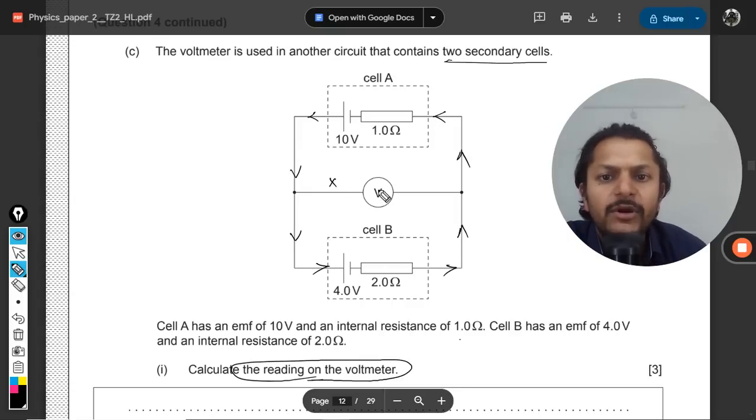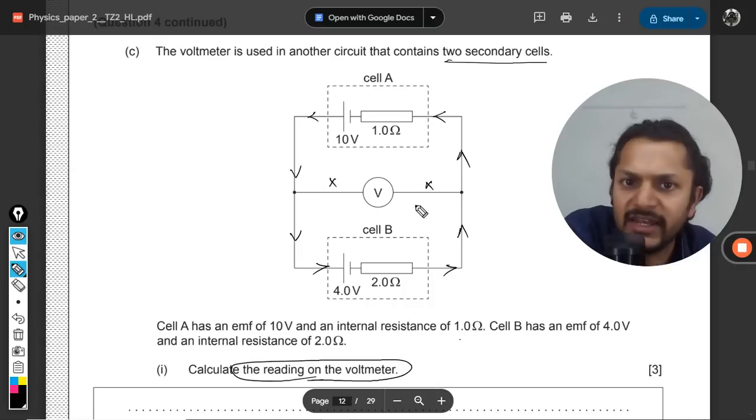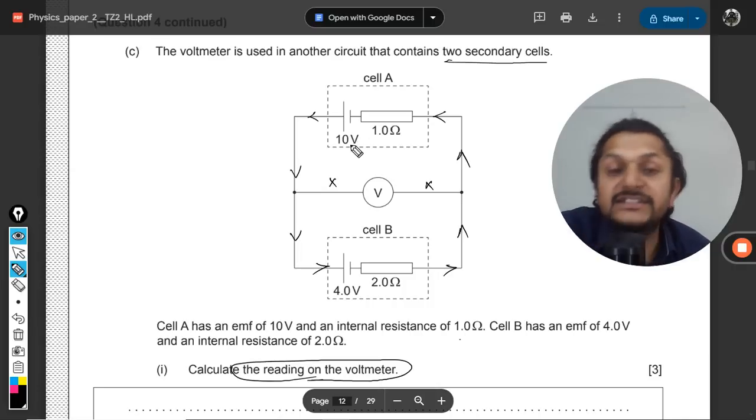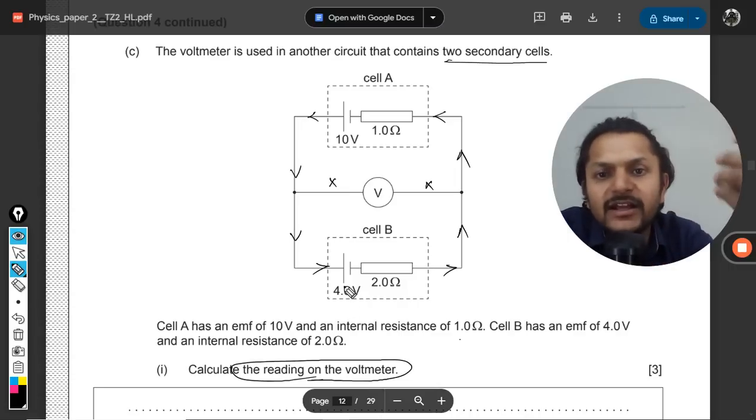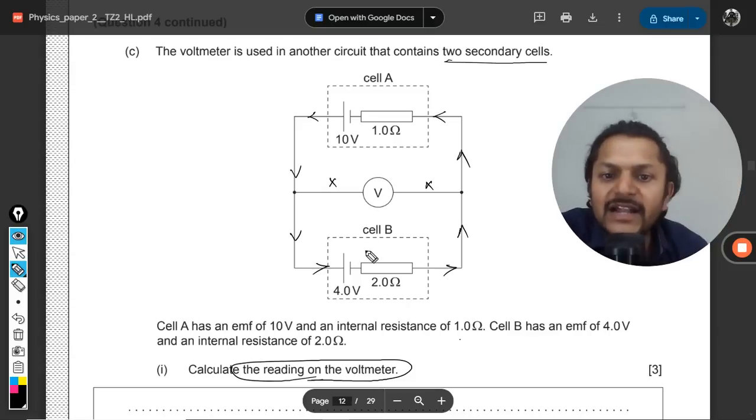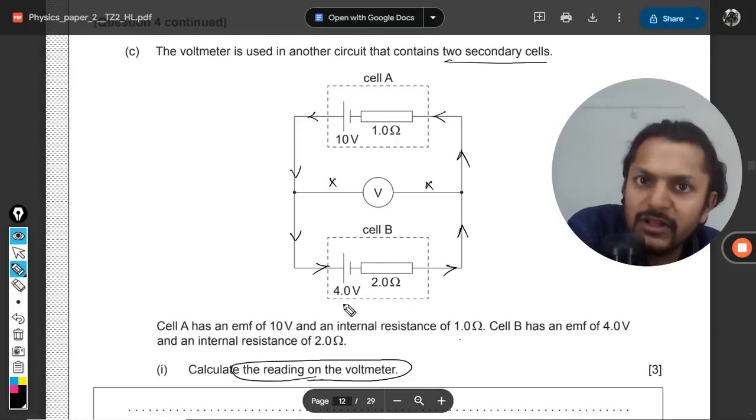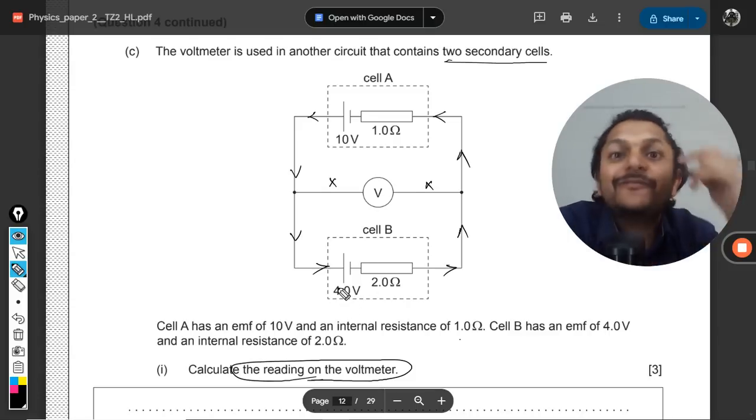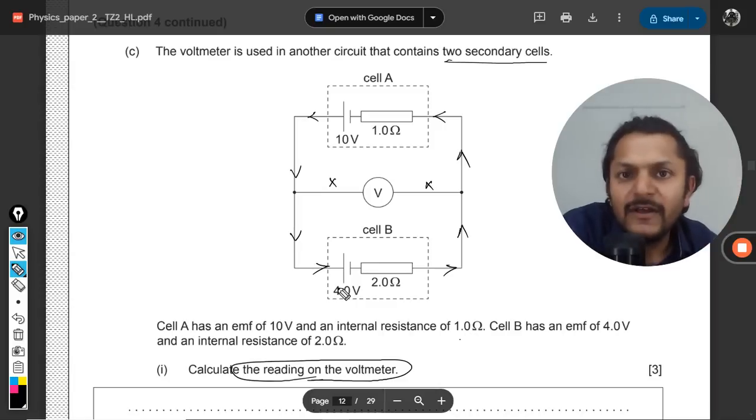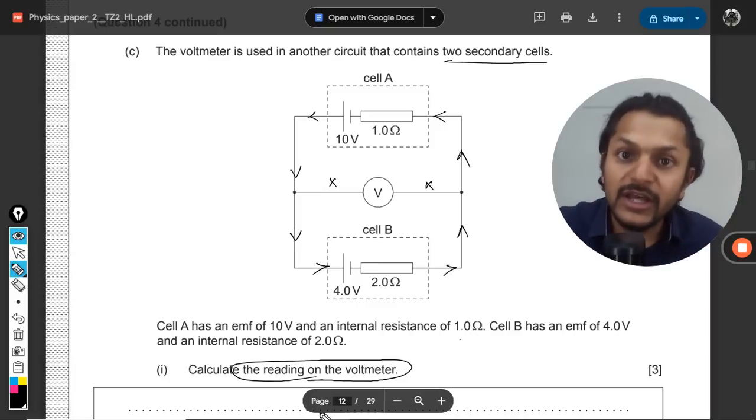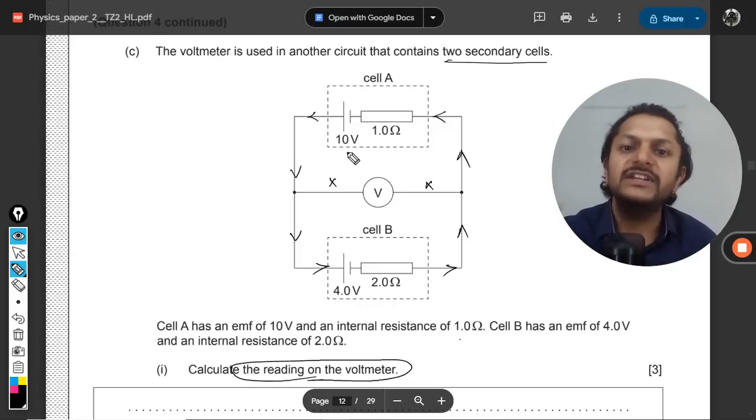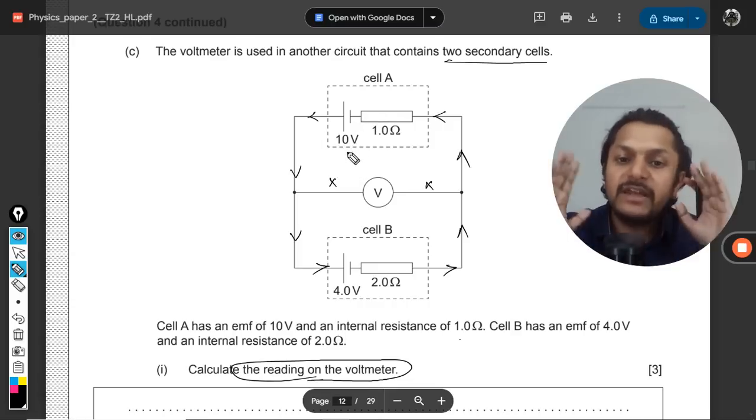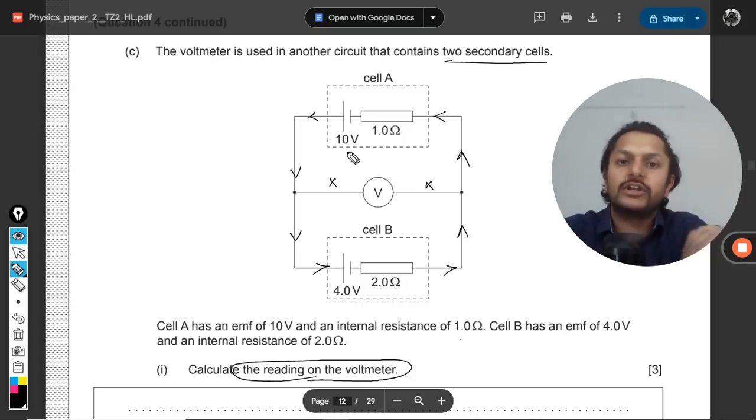Why? Number one, the voltmeter branch will not be having any current. This battery is 10 volt and this is 4 volt. So current is withdrawn from the 10 volt and given to the 4 volt. One out of these two batteries has to be charged, otherwise the current will not be flowing. But this battery voltage is greater, so obviously it will be able to create a current and push it through the 4 volt.